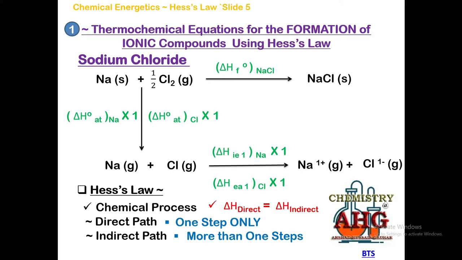First step is the atomization, followed by ionization. Now ions are ready to react. These are oppositely charged ions. They will attract each other, resulting in the formation of an ionic lattice, sodium chloride. And whenever an ionic lattice is formed, the enthalpy change for that step is known as lattice enthalpy. You can see thermochemical equations have been completed for the formation of sodium chloride, and we have written equations using direct path as well as using indirect path.